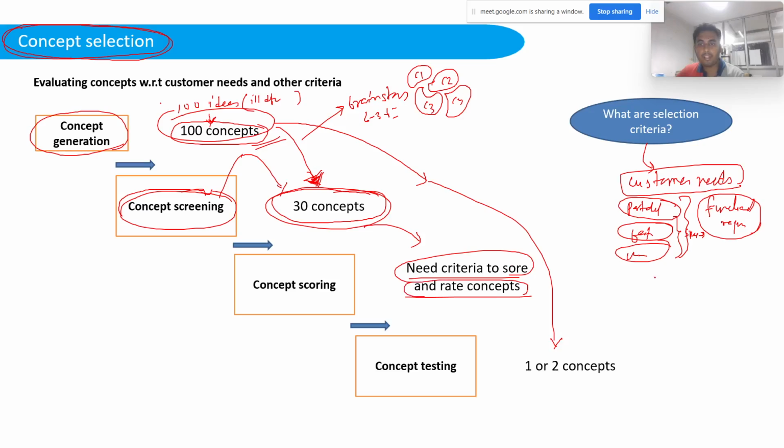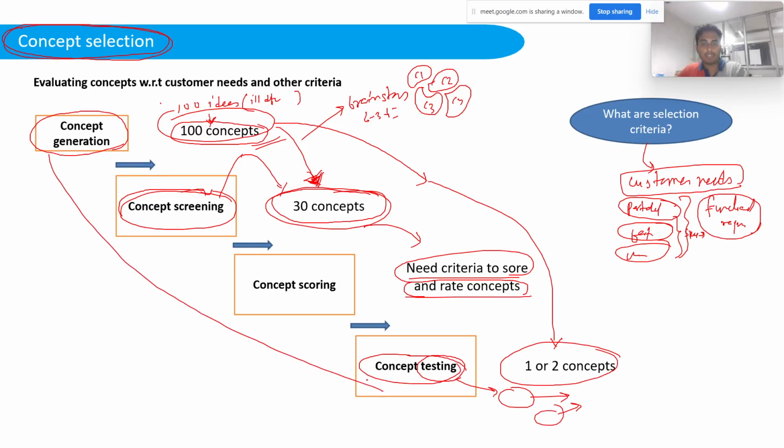Okay, and based on this scoring and rating, you then finally select a few concepts, one or two concepts that you later evaluate based on testing. So based on user testing, by developing some sort of initial low fidelity or detailed modeling, you go for concept testing, and later you can finalize one or two concepts for production. So this is basically a brief idea of how concept selection is done.